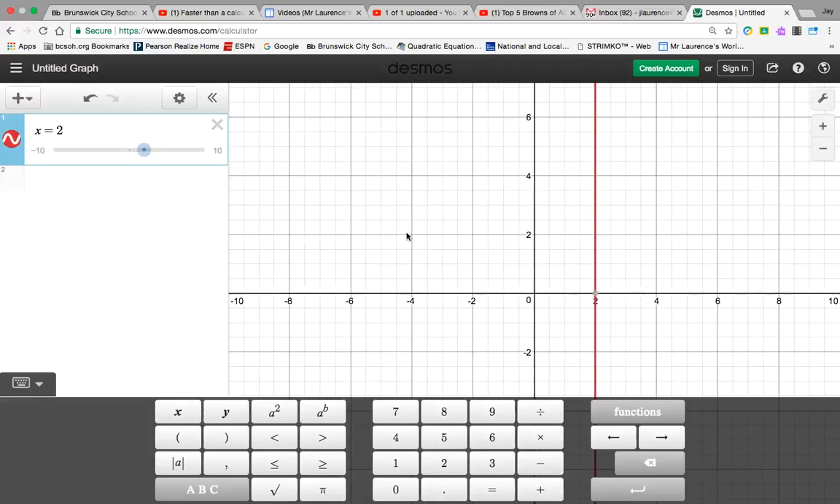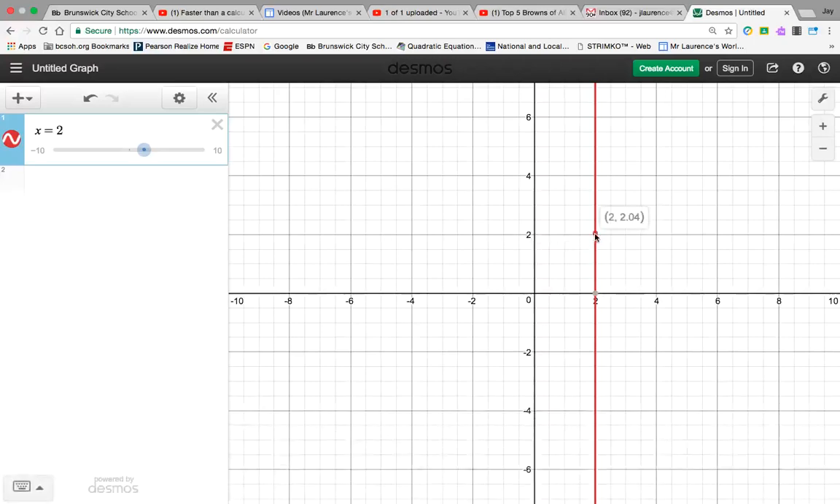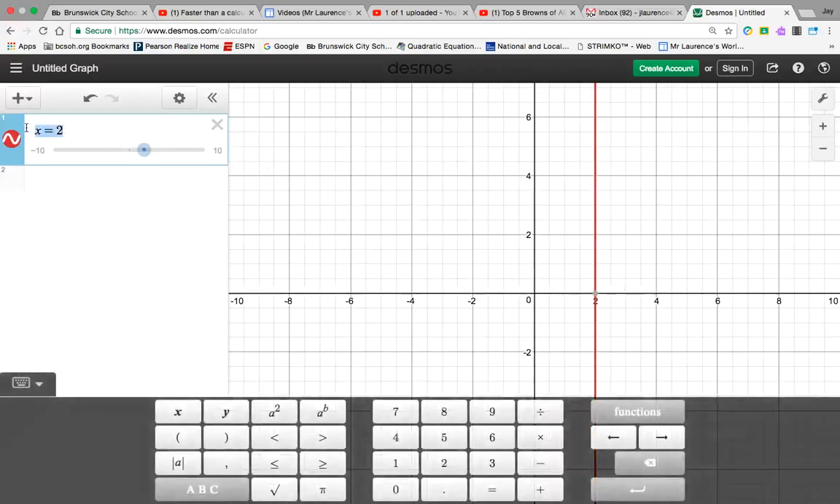Here comes my solution. The domain is simply the set of 2. That's it. The x value can only be 2. The range, however, is any real number because I'm getting y values of 2.04, 3.17, 3.32, 3.67, 4, 6, 1,000. All right, let's try a new equation here.